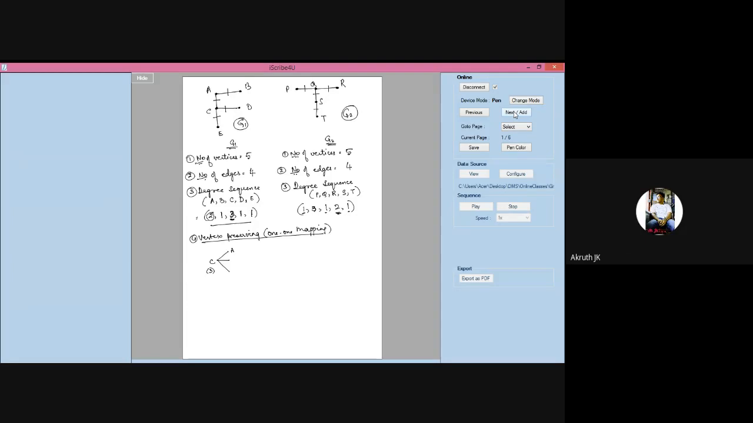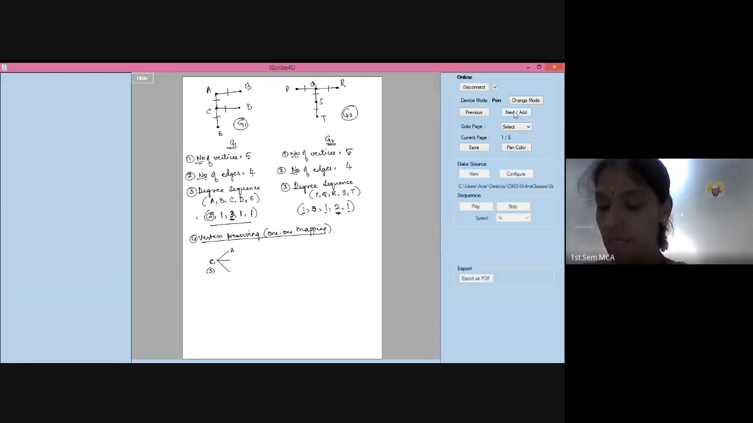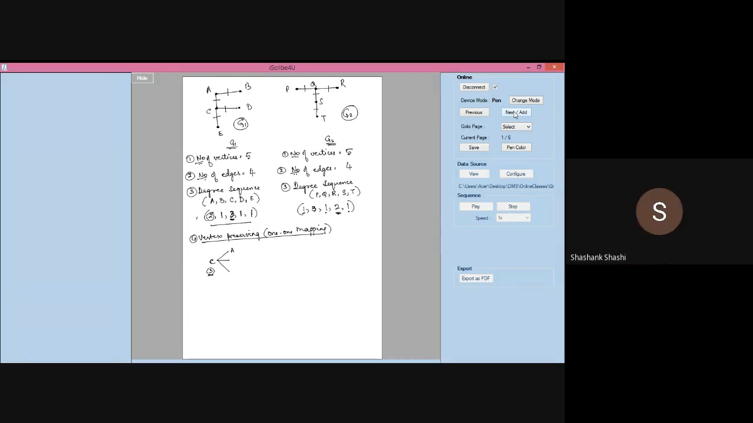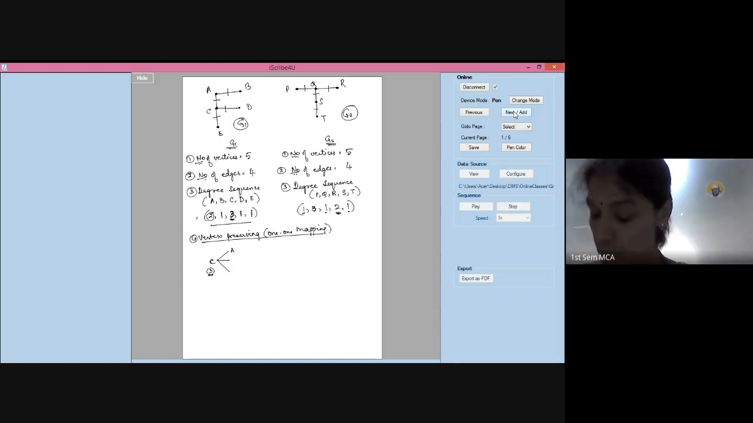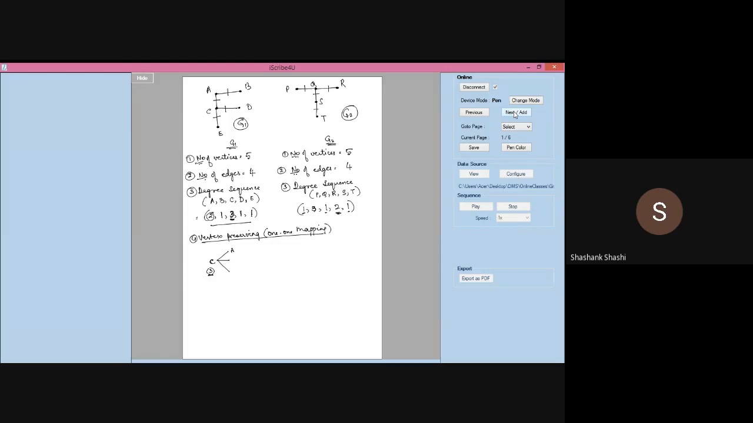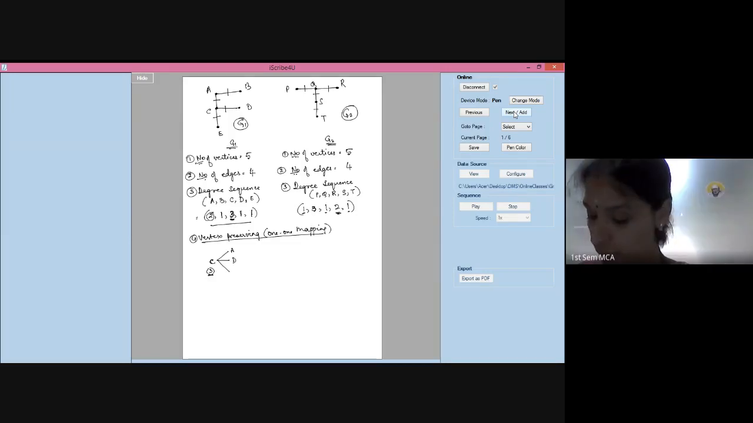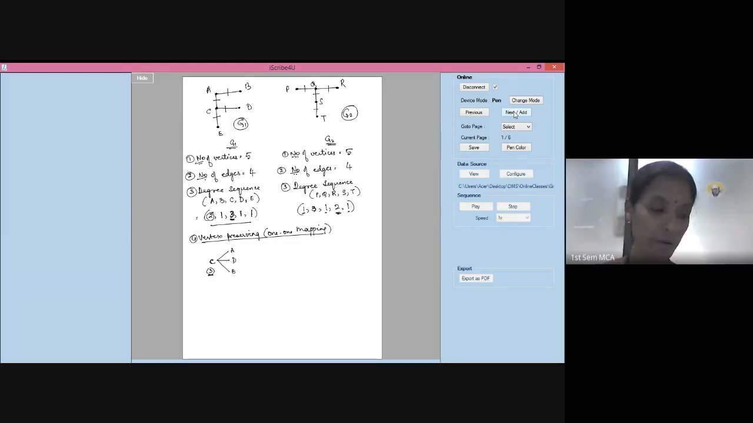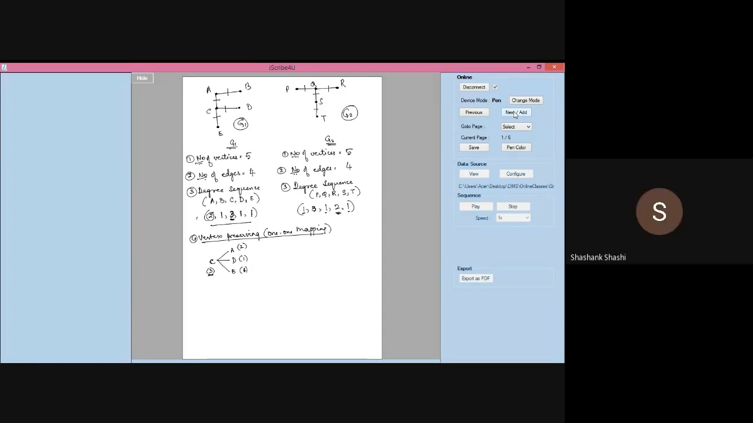Come to C. Let me take C. C has degree of 3. Correct? Which are the vertices which are adjacent to C? A, D and E. Alright. Now what is the degree of A? Degree of A is 2. Degree of D is 1. Degree of E is also 1.